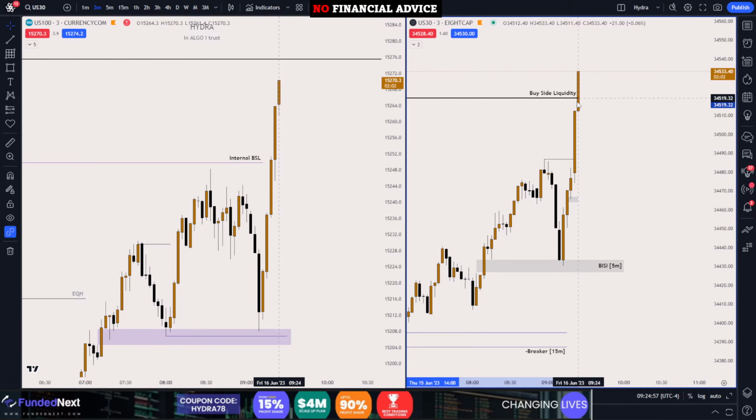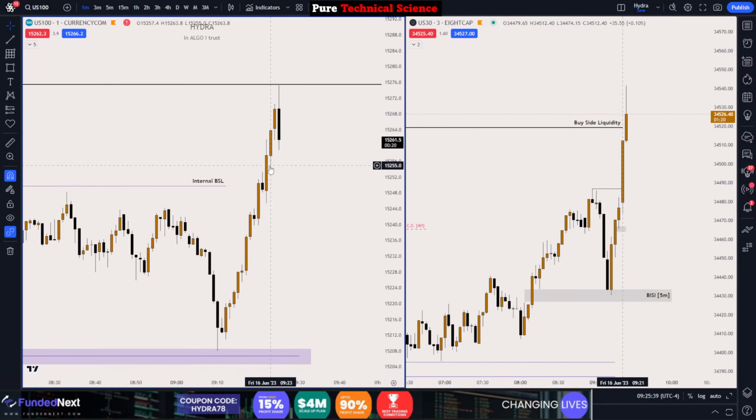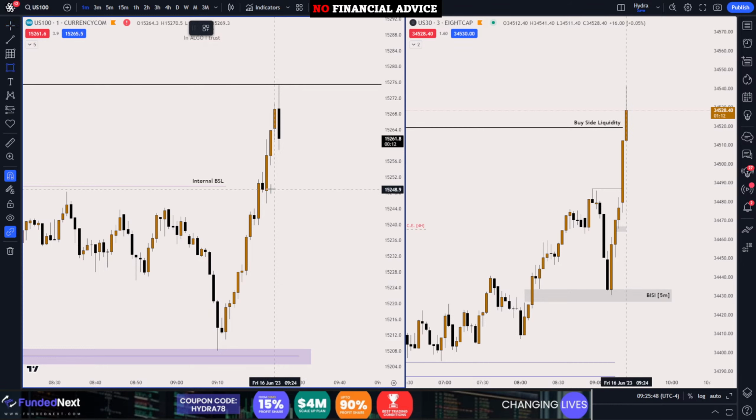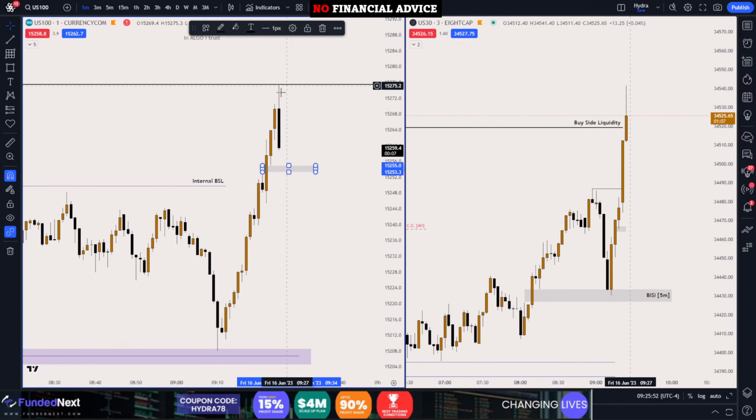So price didn't take it and it's dropping. Really? Okay, so our nearest liquidity, the nearest fair value gap on the 1 minute chart, is here. So now let's see if price gets support from this fair value gap and eventually takes out the relative equal high that is here.